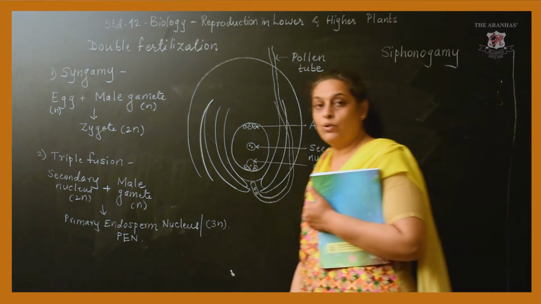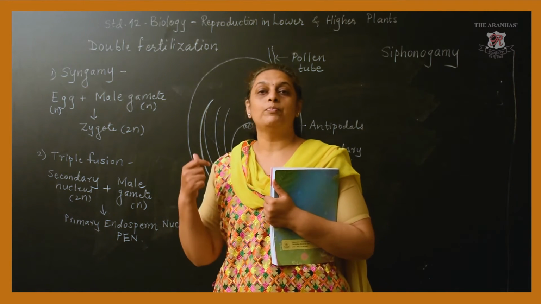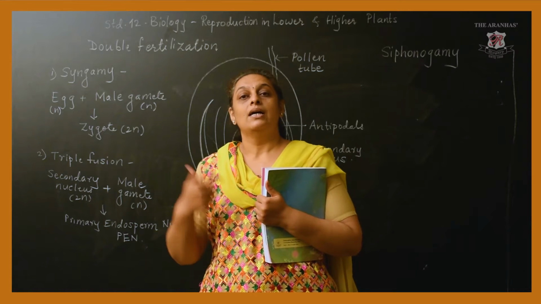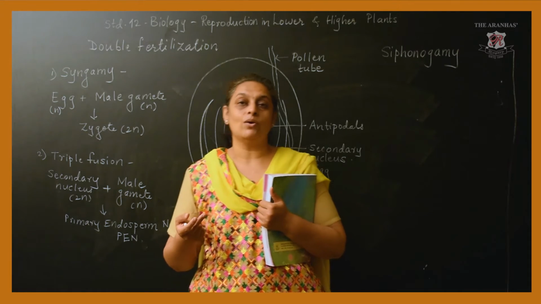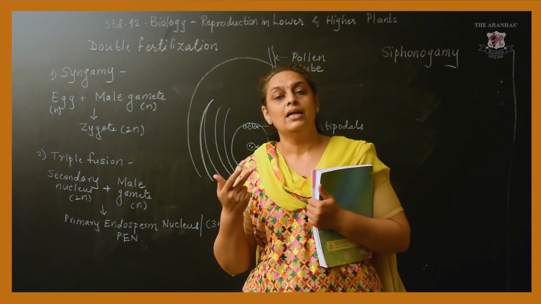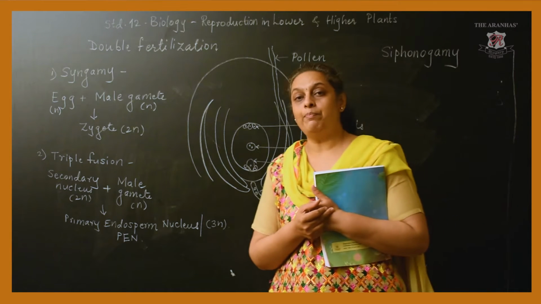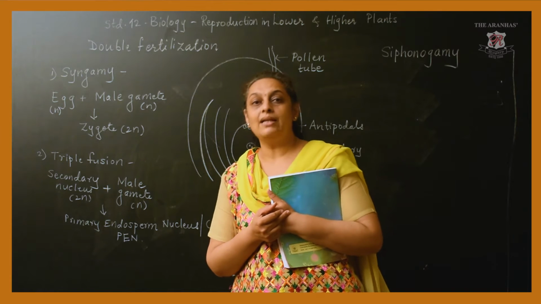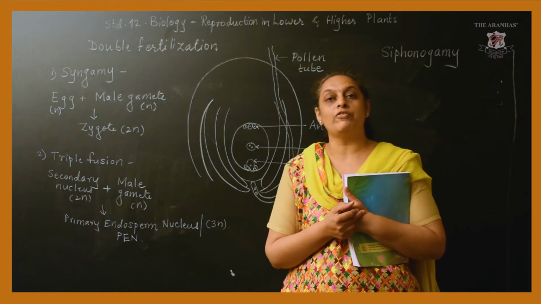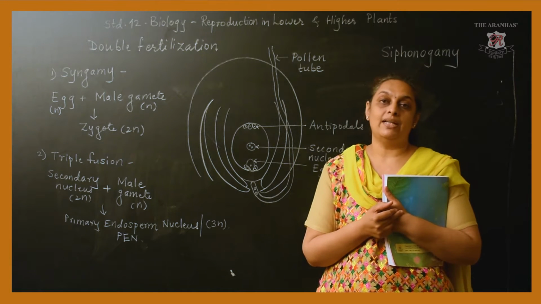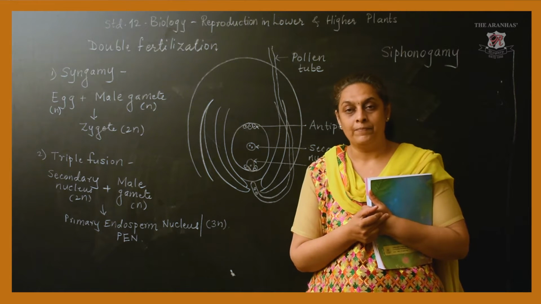Okay, I repeat, siphonogamy is movement of two male gametes along with pollen tube from stigma to ovule where there is female gamete or egg cell present. Now, in angiosperms, the process of fertilization is very peculiar. That means it is double fertilization. Remember that angiosperms are the only group of plants where double fertilization is seen. Now, let us see what is this double fertilization.